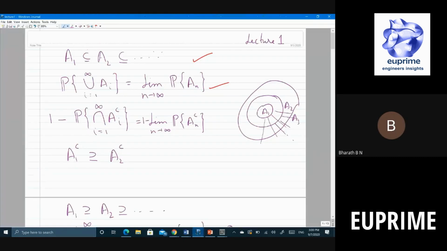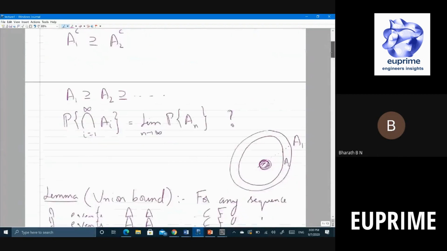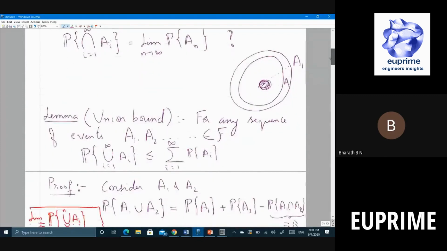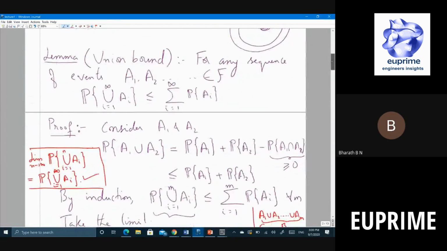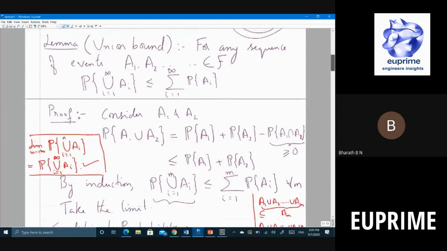In the last class, let me do a quick recap. We started with this particular chain of events and some results. I'll get back to this today. We looked at what is known as the union bound. That is, if you take a sequence of sets and ask what is the probability of the union, it's always less than or equal to the sum of the probabilities. This is called a union bound.